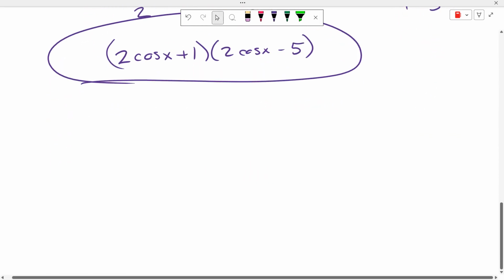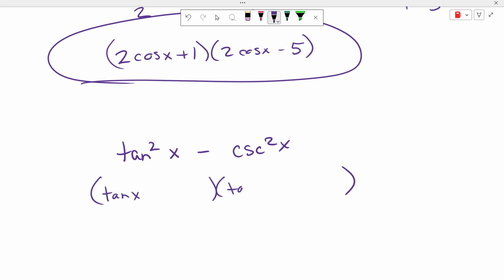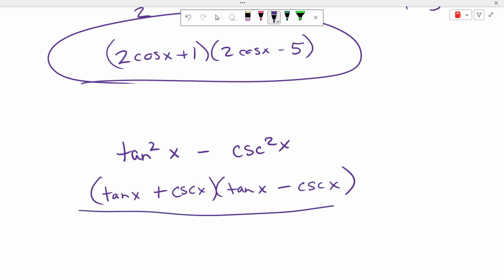Okay, let's remember our other factoring principles. Let's say we had tangent squared of x minus cosecant squared of x. How does that factor? Well, that's difference of squares. What's the square root of tangent squared? Tangent of x. Difference of squares, what makes a negative? Well, we need a positive and a negative. What's the square root of cosecant squared? Cosecant of x. This is difference of squares. Difference of squares is conjugates. Okay? You get conjugates when you do difference of squares.